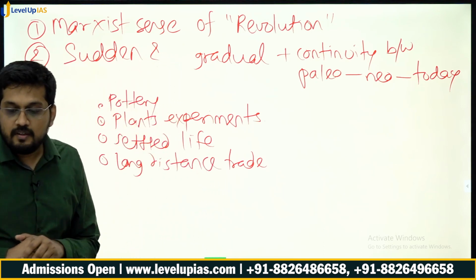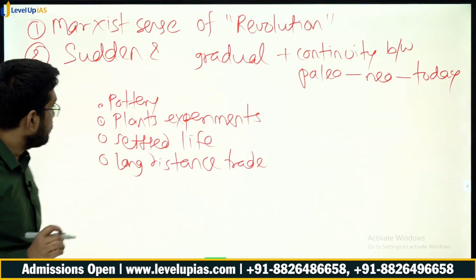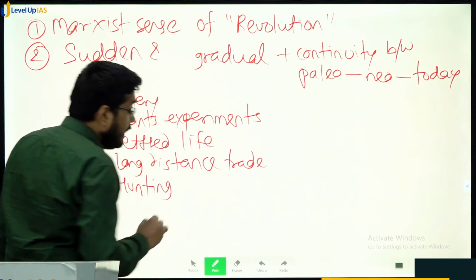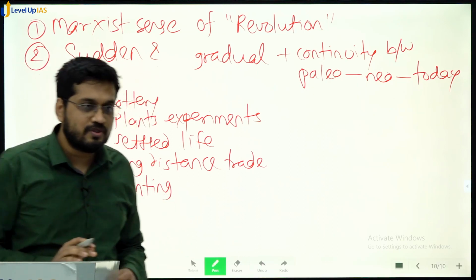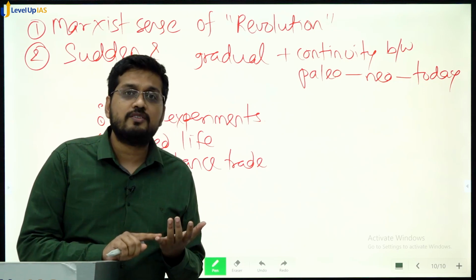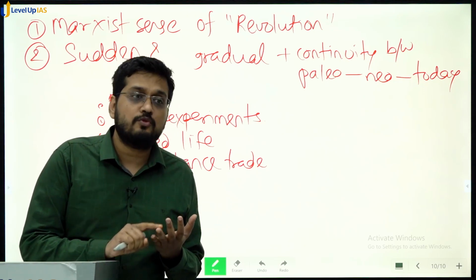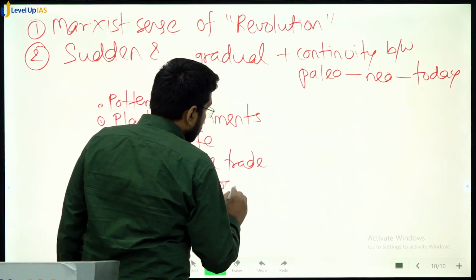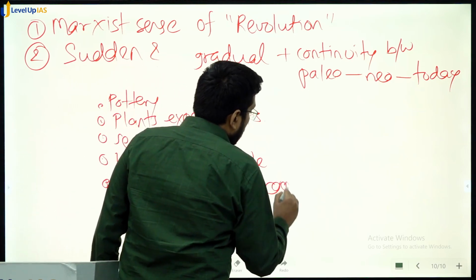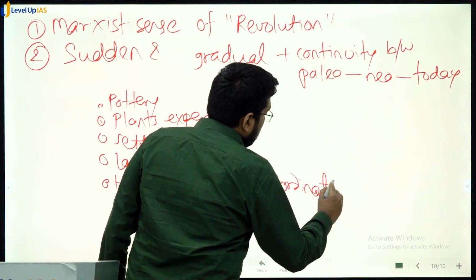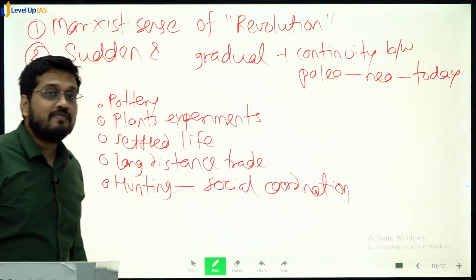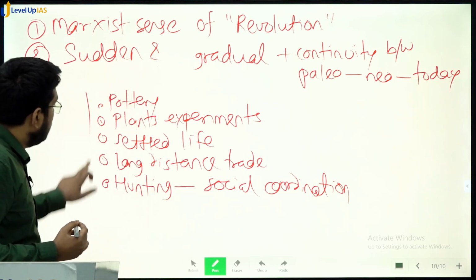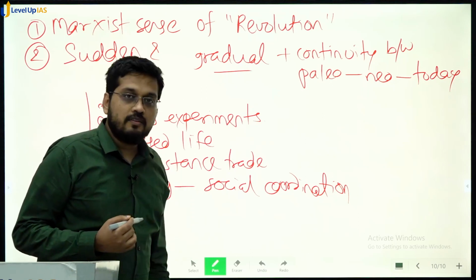And even hunting, you see, especially when you have big game, not small animals like khargosh, requires coordination. It requires some rituals, social bonding, skill set. So that also tells that they have social coordination of relatively high order even before the beginning of settled village community life. So all these things tell us that it was gradual, not sudden.